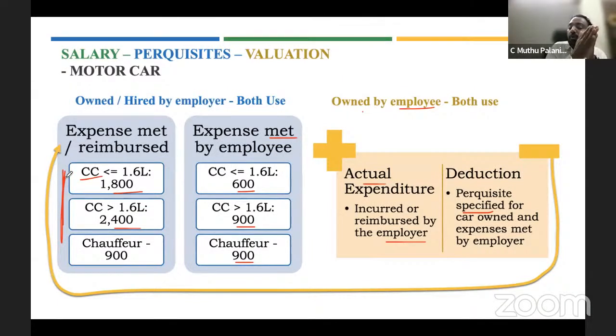So if the car is owned by employee, we said it is applicable as a taxable perquisite for all. How much is a taxable perquisite? I take the actual expenditure for that car. That is when you say actual expenditure met by the employer. Now minus perquisite specified for car owned and expense met by employer, which is this 1,800 or 2,400 or 900. So that is what is your actual expenditure or deduction. So please remember what I'm deducting. I'm deducting whatever is reimbursed by the employer. That is 1,800, 2,400 plus 900.